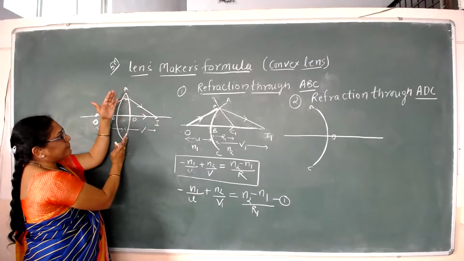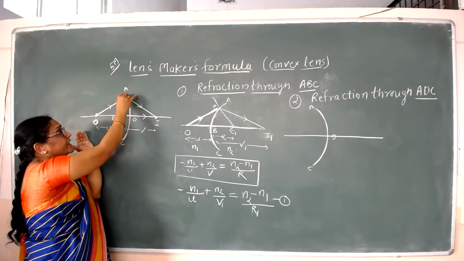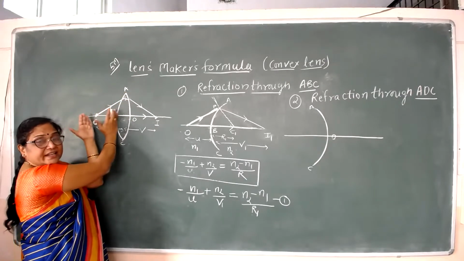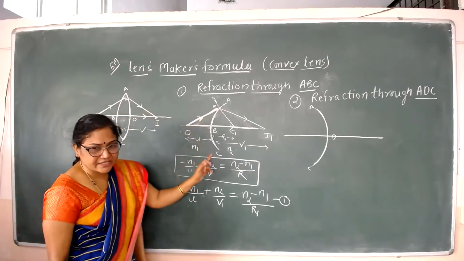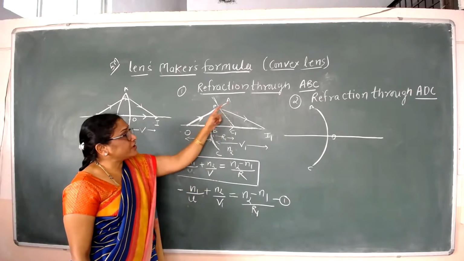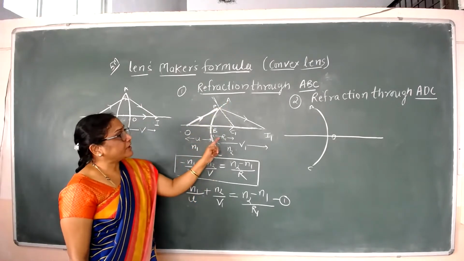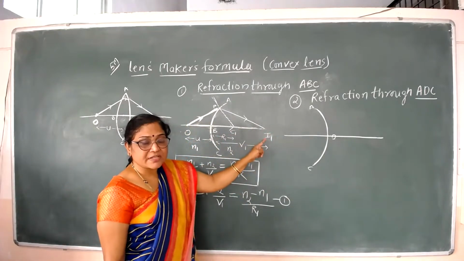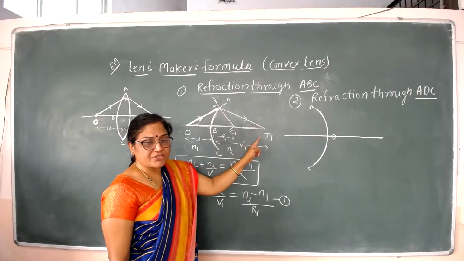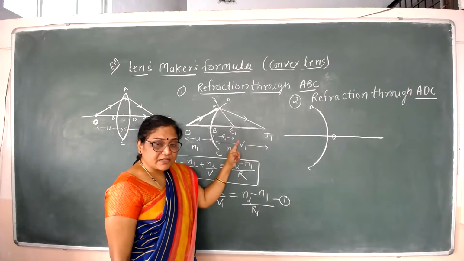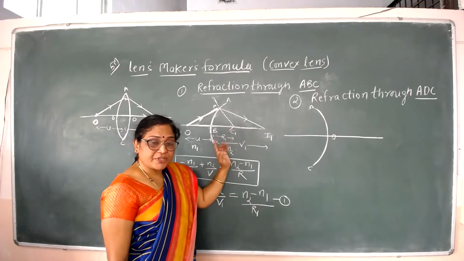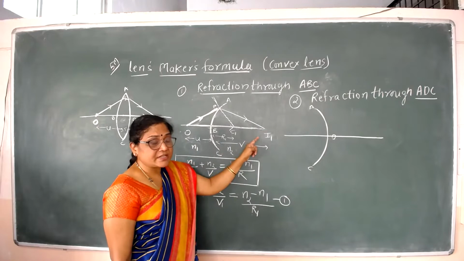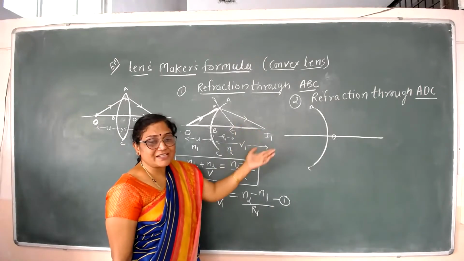When this is the second part, the object is not there. When we consider the ADC, the real object is not there. This real object works for the first spherical surface only. But in the second part, the image which is found due to the first spherical surface works as a virtual image for the second spherical surface. Means for the second spherical surface, the object is not there, but the image which is formed due to the first spherical surface works as an object for the second spherical surface.